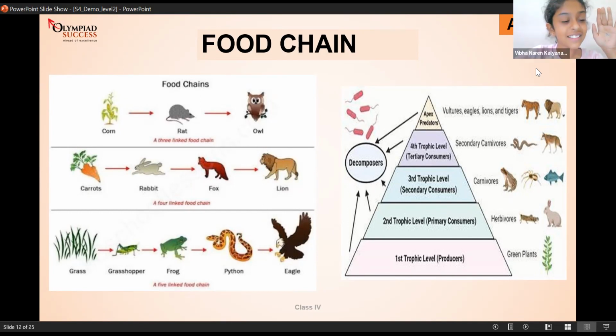Panther? Okay. But do you think panther can be killed by someone else? No. Scavengers are different from decomposers. How about in water, in sea? Is there any animal who is like the king of all the fish? Shark. Yes, there is shark, but is there something which can kill shark?